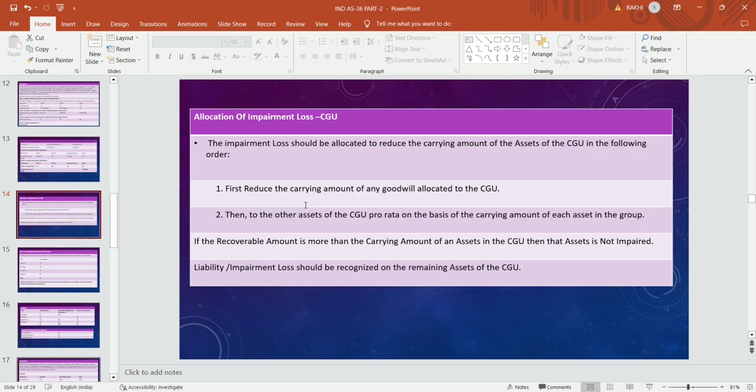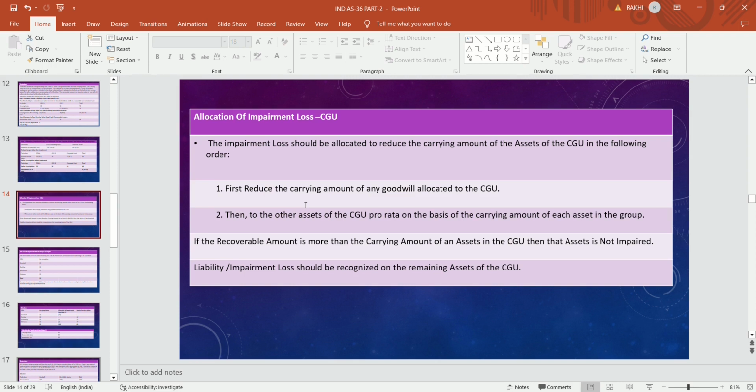The allocation of impairment loss in a cash generating unit. How is the allocation to be done? The impairment loss should be allocated to reduce the carrying amount of the assets of the CGU in the following order. Firstly, reduce the carrying amount of any goodwill. If there is goodwill in a cash generating unit, the impairment loss is firstly to be set off with the goodwill amount.